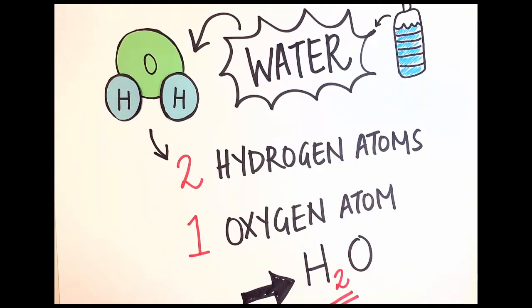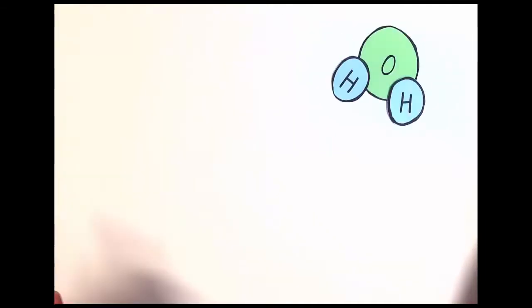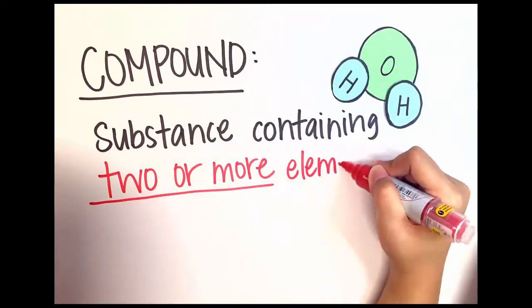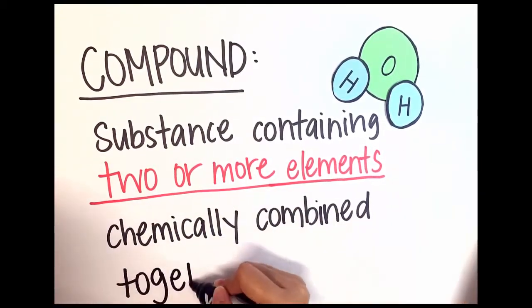Unlike the previous molecules we have discussed, a water molecule has more than one element. Hence, water is a compound. A compound is a substance containing 2 or more elements chemically combined together. Compounds are typically made of ions or molecules.